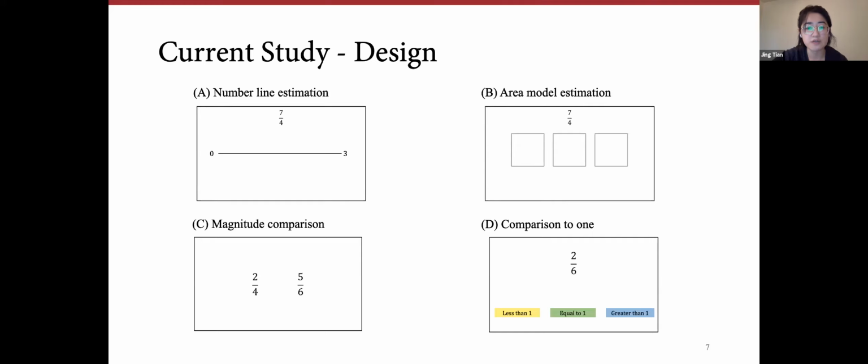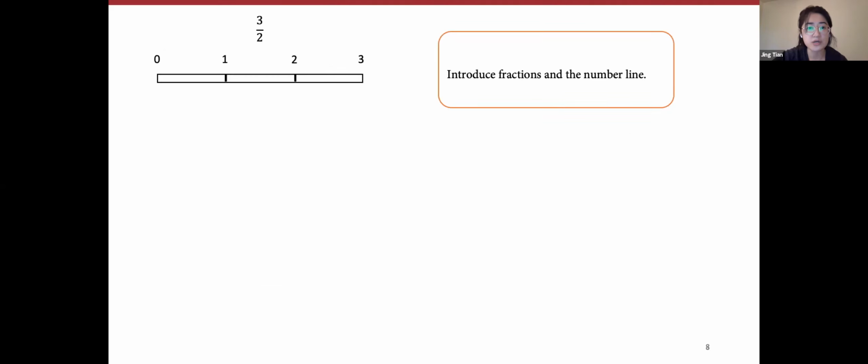Area model estimation involved 3 blank squares. Children were also asked to complete magnitude comparison and comparison to 1 tasks, which we viewed as transfer tasks. So they were asked to compare the sizes of fractions. As I mentioned before, the training was closely modeled on prior studies.